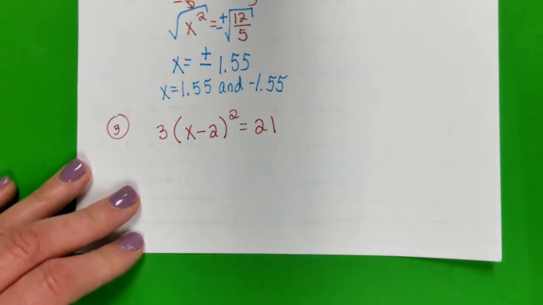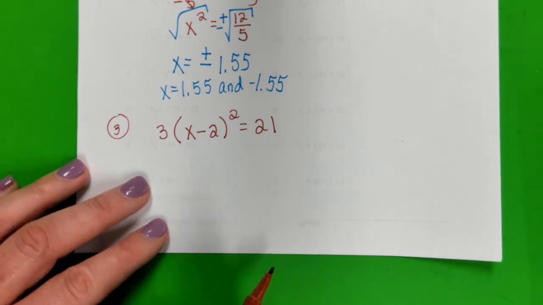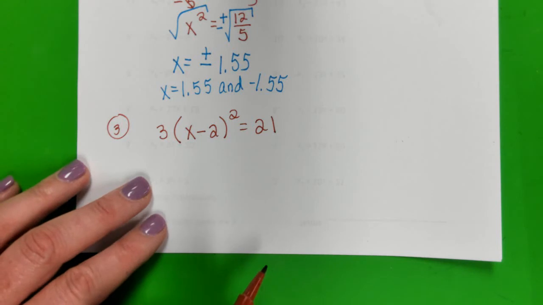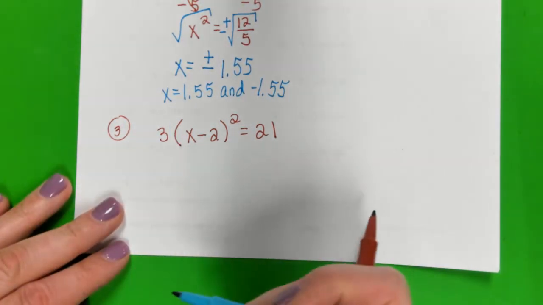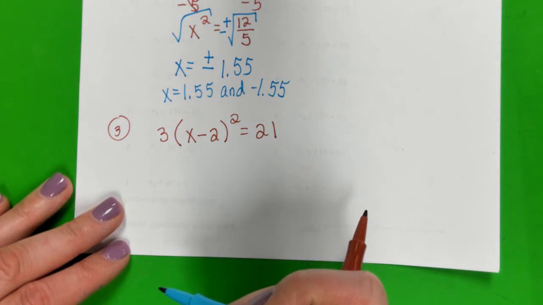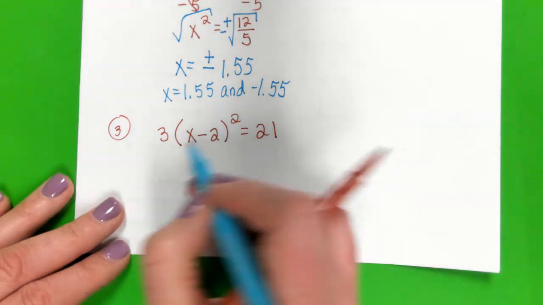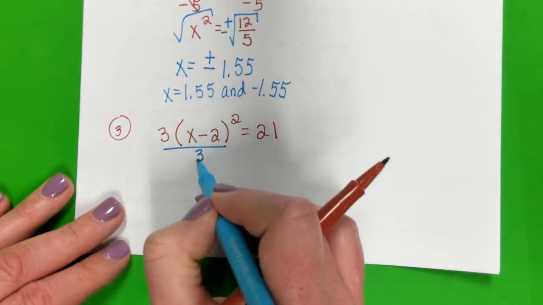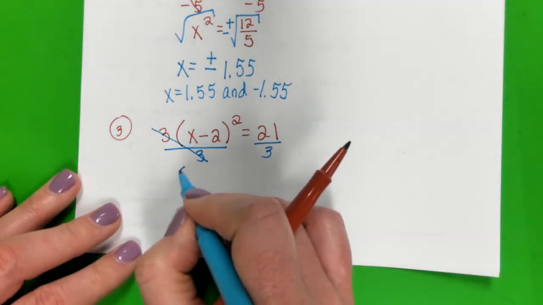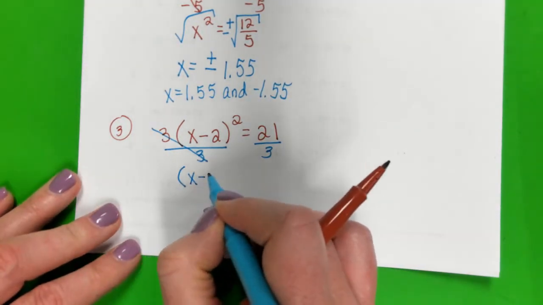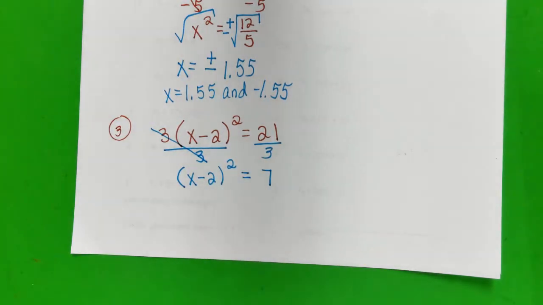Okay, solving for x. What do you think we need to cancel out first? The 3, right? So that's kind of least attached. How am I going to cancel out the 3? Divide, right? This is 3 times. So the opposite is to divide. So that leaves me with x minus 2 squared equals 7.